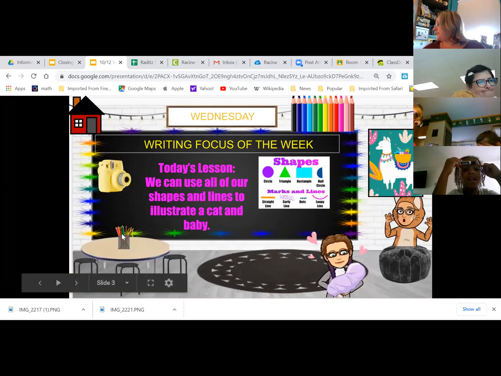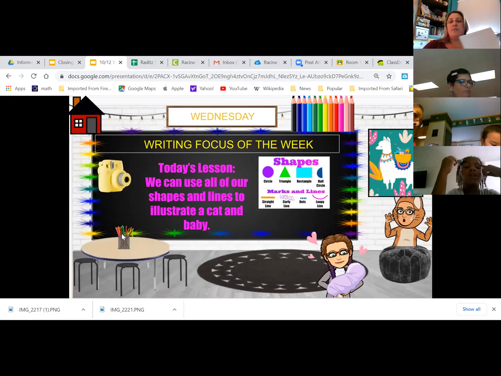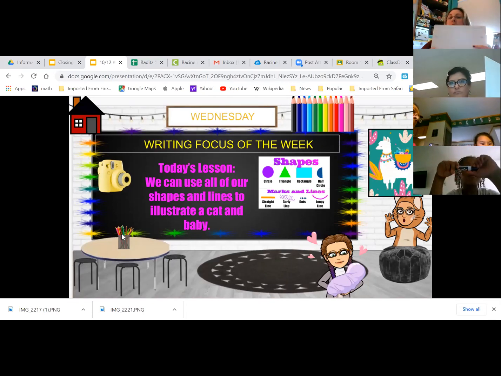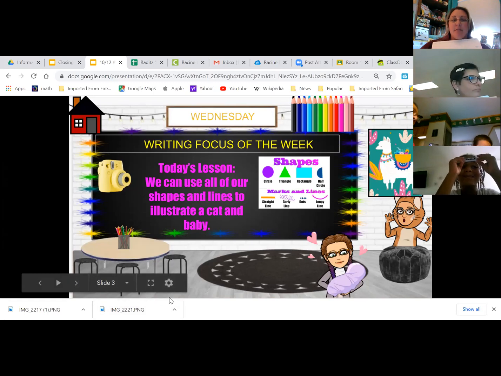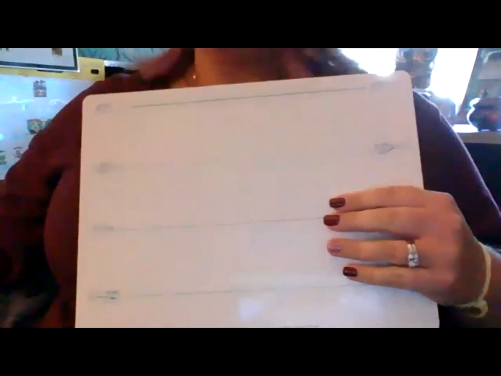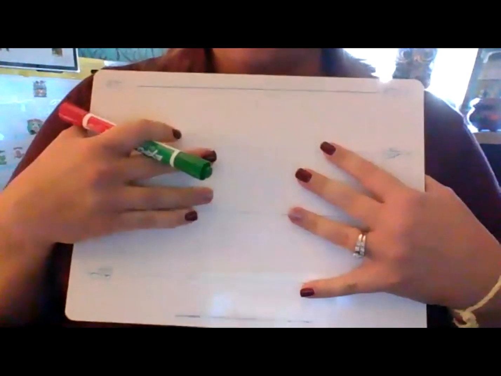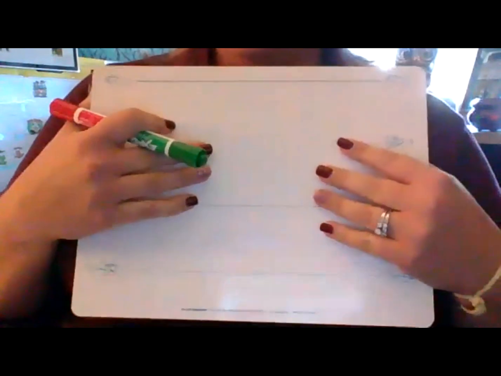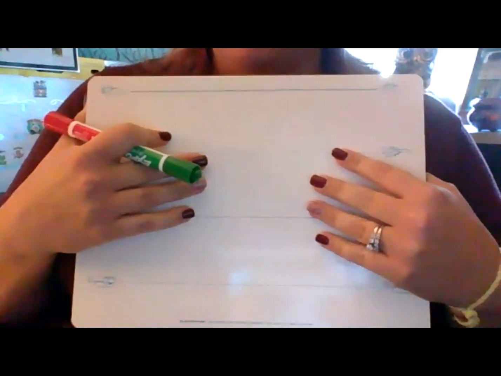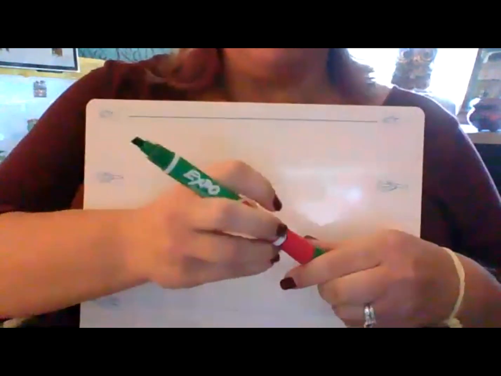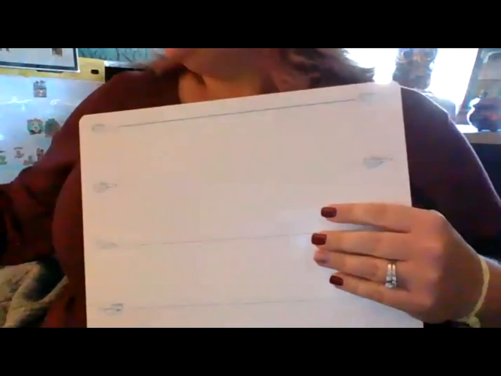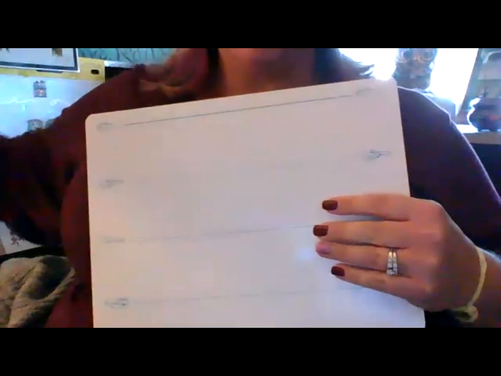All right, so you should have your whiteboard or paper. I'm going to use my whiteboard and I'm going to stop sharing this so that I can make myself big so that you can see me. All right. So today, well, actually yesterday, you had homework to draw a dog and a dog house and a boy. Today, we are going to practice drawing a kitty cat. So everybody have their writing tool?